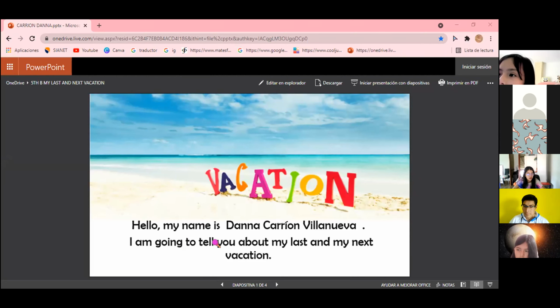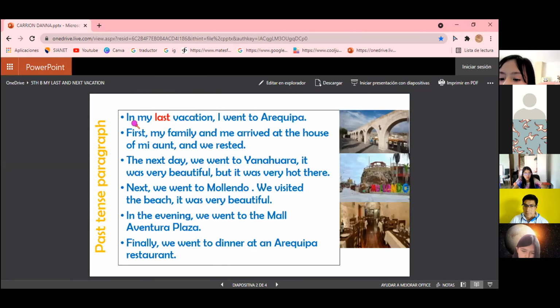Hello, my name is Dana Colombia Nueva. I am going to talk about my last and my next vacation. On my last vacation, I went to Arequipa. Here's my family and my parents at the house of my aunt. And we rested the next day with Juan Yanaguara. It was very beautiful, but it was very hot. The next day we went to Mollendo.